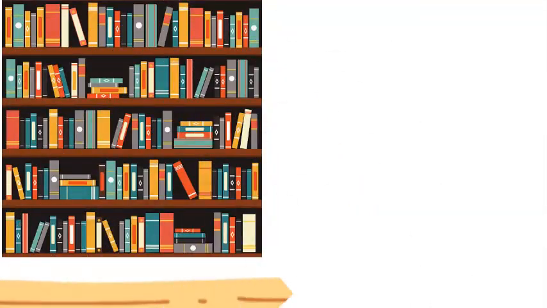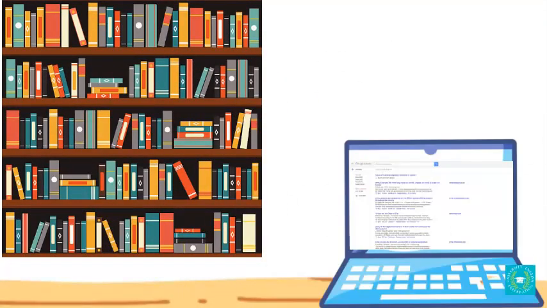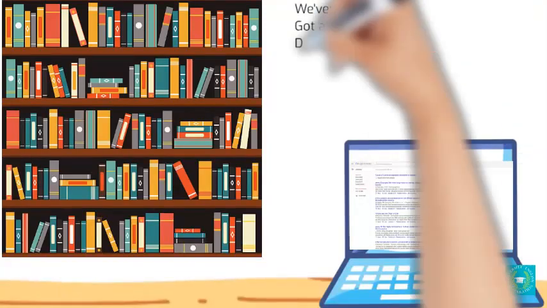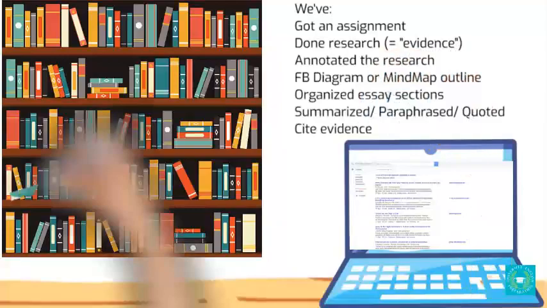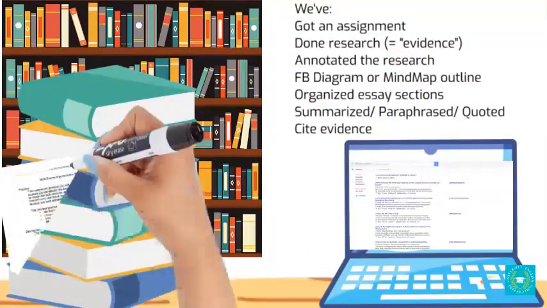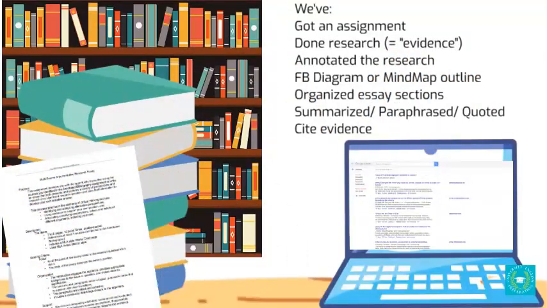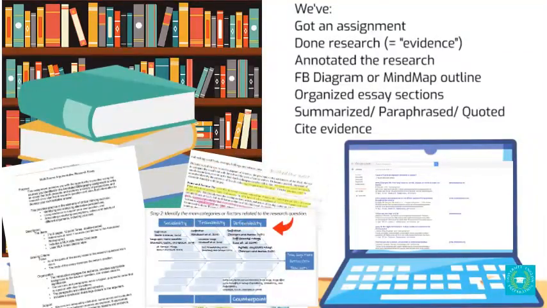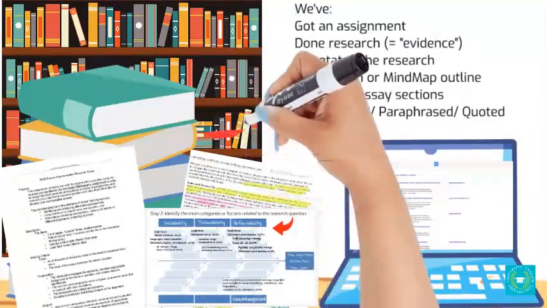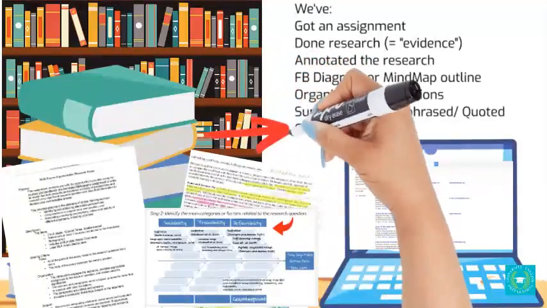If you've been following along with our method, you'll know that right now we've got an assignment, we've done research and gathered evidence, we've annotated the research, we've got a fishbone diagram or a mind map outline, we've organized our essay sections, we've summarized, paraphrased, and quoted, and now it's time for us to cite our evidence.